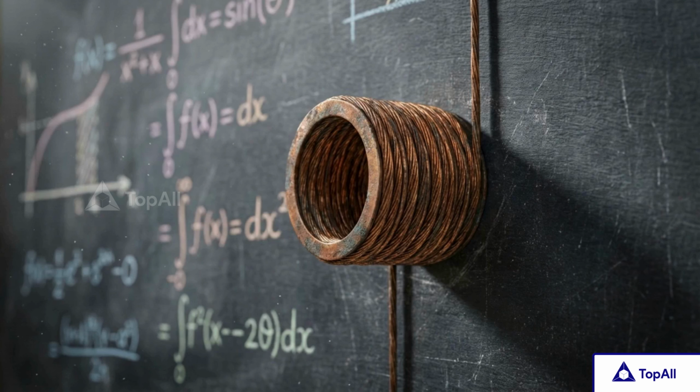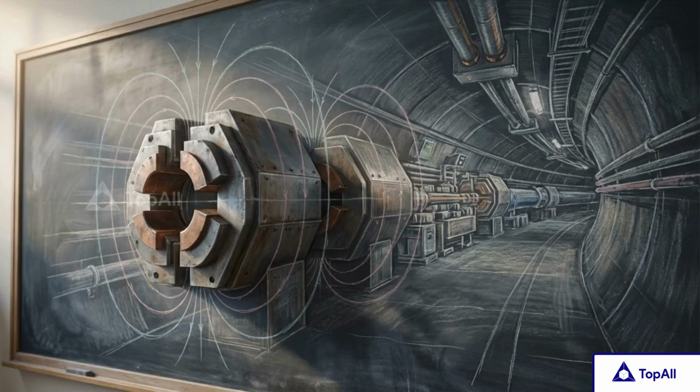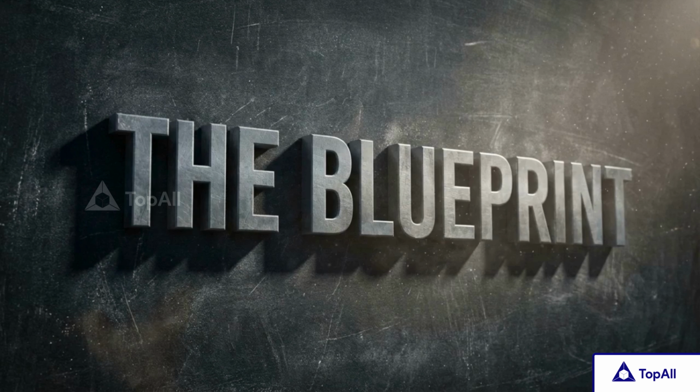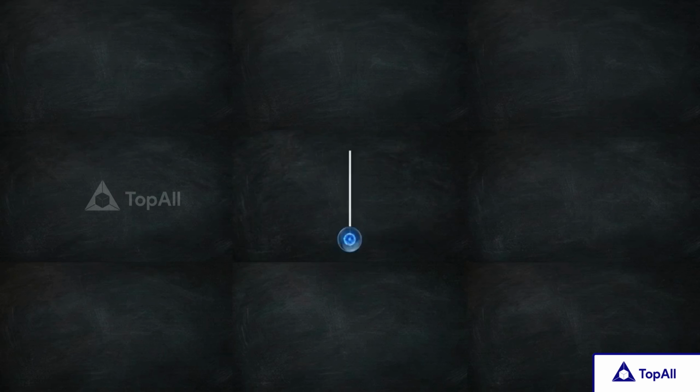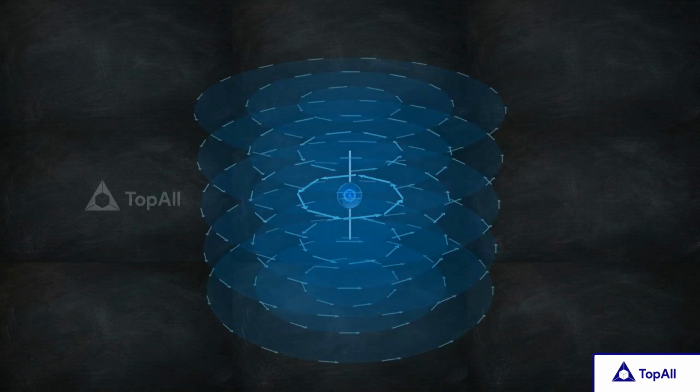This law is the foundation for virtually everything in modern electromagnetism, from the coils in a galvanometer to the powerful magnets in a particle accelerator. The Biot-Savart law is the ultimate building block. It allows us to take the movement of a single charge and translate it into a three-dimensional map of magnetism.